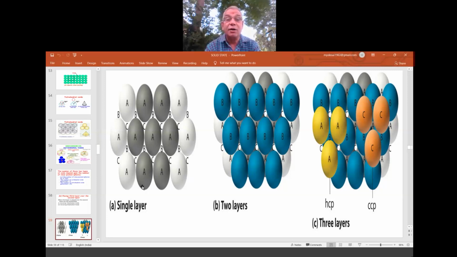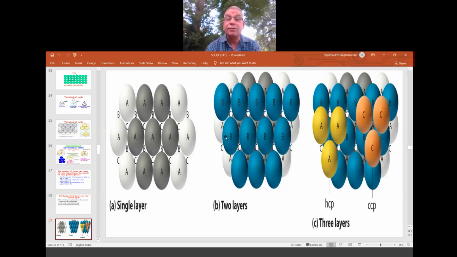Single layer, all single layer. Okay, 2 layers. That is white, black at the bottom, and blue on the top. Again, one more layer on the top. This is the way of arrangement. So you can cover tetrahedral voids and the octahedral voids. Just for visualization, this picture you can use.